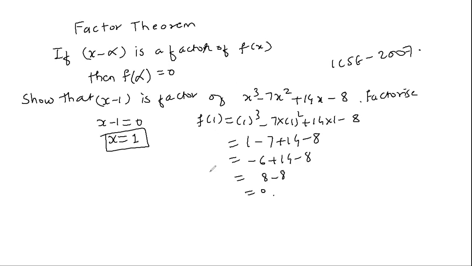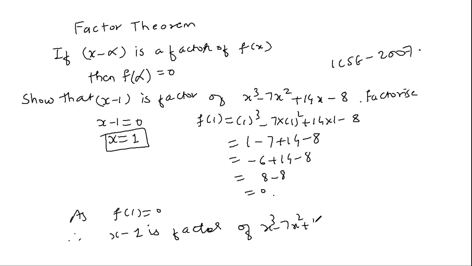Okay. Now, as f of 1 is equal to 0, so we say that as per factor theorem, x minus 1 is a factor of x cubed minus 7x squared plus 14x minus 8. So that's a simple factor theorem wherein we put the value, and if f of 1 or f of alpha is 0, then we say that it's a factor.